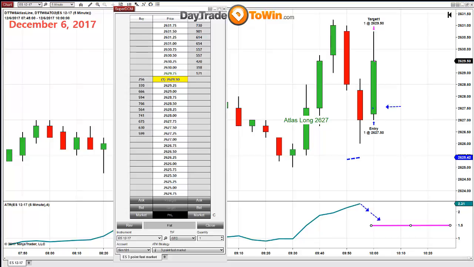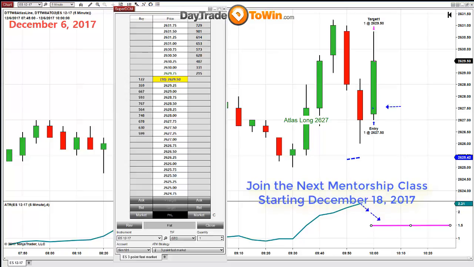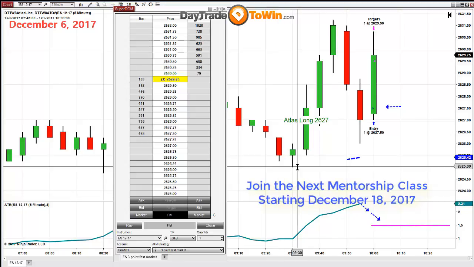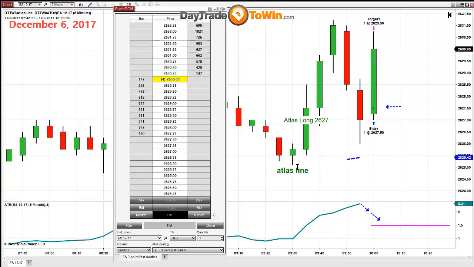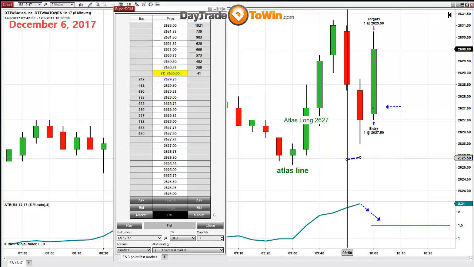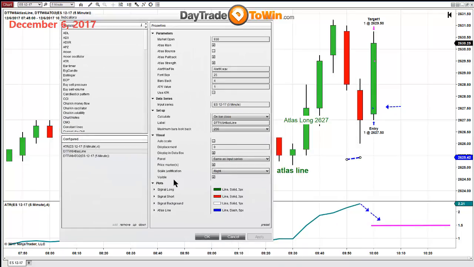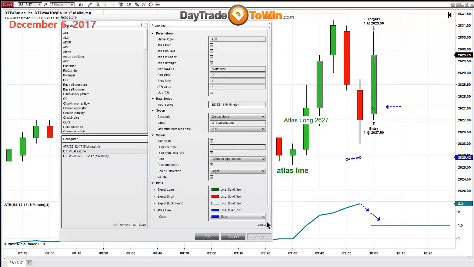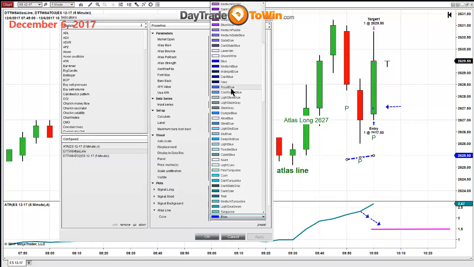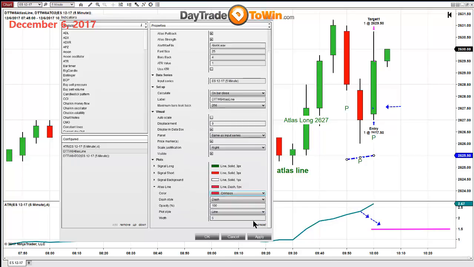Both buy and sell, Joe, it provides you both buy and sell orders. It really does depend whether the price is trading above the Atlas line. So this here would be the Atlas line, this little blue dotted line. I can change that. I'll change it right now so you can see it a little bit better. This is all customizable as well. A little bit larger.